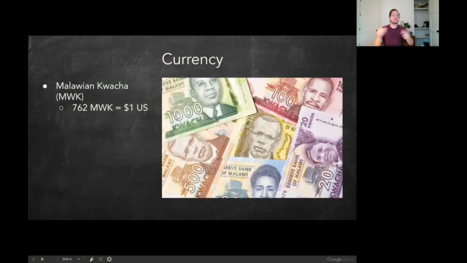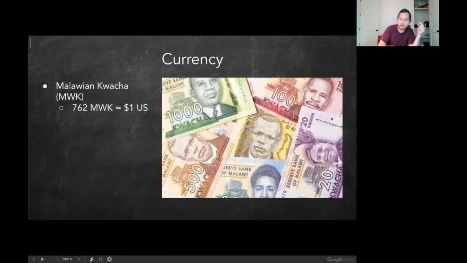All right, currency. We know earlier that it's the Malawian kwacha, because I believe Zambia also has a kwacha. But the Malawian kwacha is the currency. And here's the number here: 762. When I was there, it was 150, and then it changed a little bit to 175. Oh man, I've got a story about that for y'all too. Let me tell you a quick story. That equals $1.